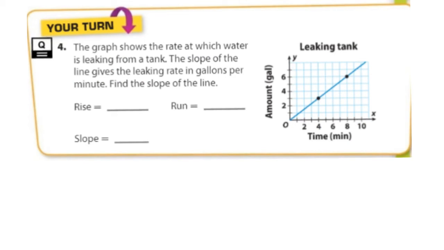Okay, now we're on the your turn, and I want you to try the your turn. They want you to find the rise, find the run. I think they want you to use these 2 dots and then find your slope. And keep in mind you may have to reduce it, so find the slope of the line.